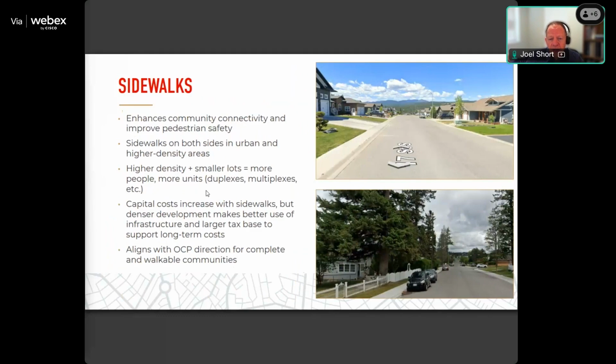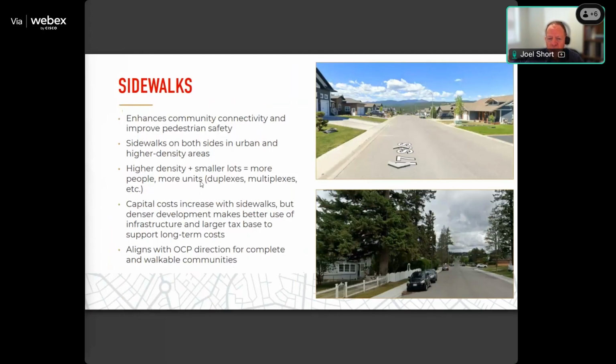Sidewalks also are great to have. They enhance community connectivity, improve pedestrian safety. Sidewalks on both sides is what we're thinking in urban and higher density areas, because you've got higher density, smaller lots, more people, more units, duplexes, triplexes, multiplexes, means you've got more people that need to walk on sidewalks. The capital cost increases with sidewalks, but you've got denser development that makes better use of infrastructure and increases the tax base to support some of those longer term costs. And it also aligns with the OCP direction for complete and walkable communities.